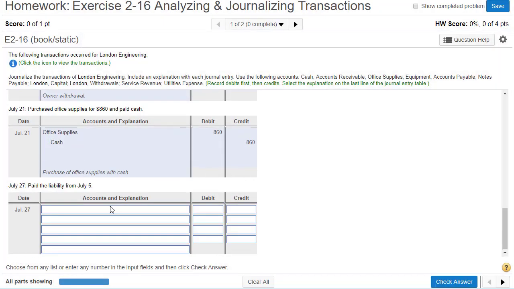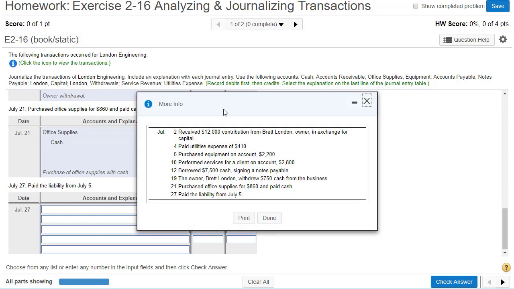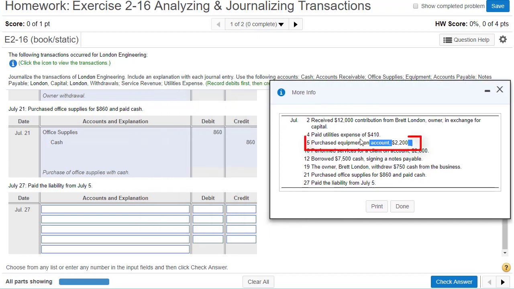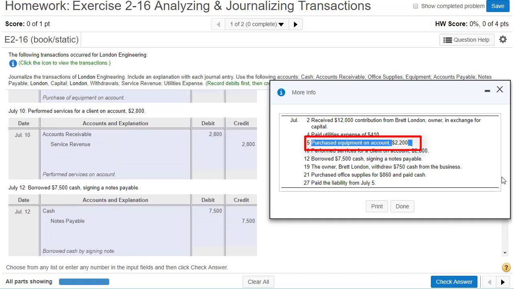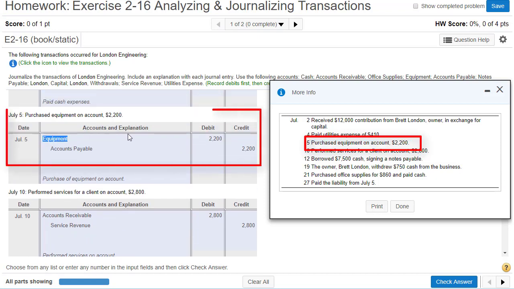And our last transaction, paid the liability from July 5th. So let's look back at July 5th. On July 5th, we purchased some equipment, but it was on account. So we owed $2,200. So let's go back up and look at the July 5th transaction. On July 5th, we increased our equipment account, and then we increased our accounts payable. So at that time, we listed $2,200 under accounts payable. We are now paying off this accounts payable.